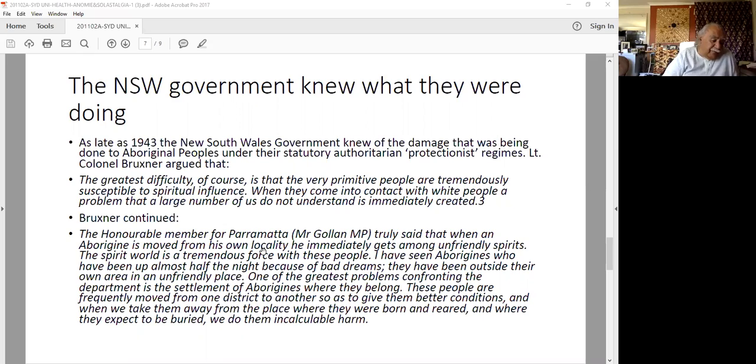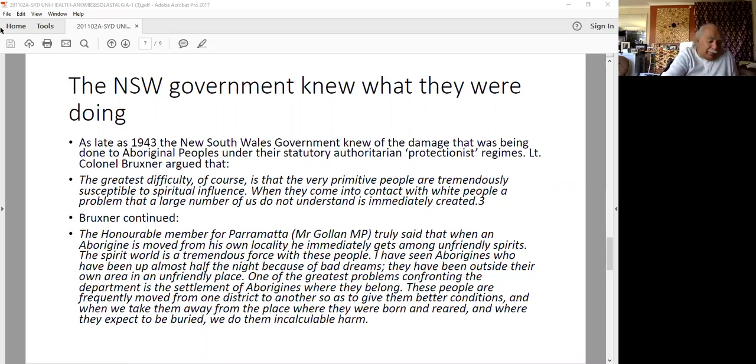As late as 1943, the New South Wales government knew of the damage that was being done to Aboriginal people under their statutory authority protectionist regimes. Lieutenant Colonel Bruxner argued in the Parliament that the greatest difficulty, of course, is that the very primitive people are tremendously susceptible to spiritual influence. When they come into contact with the white people, a problem that a large number of us had not understood is immediately created. Bruxner continued.